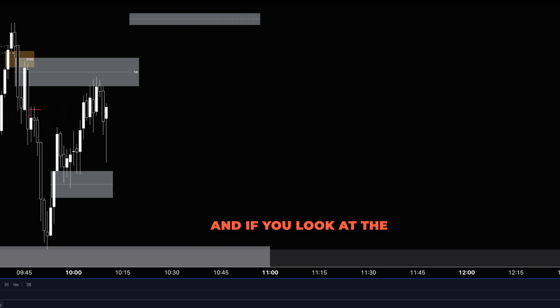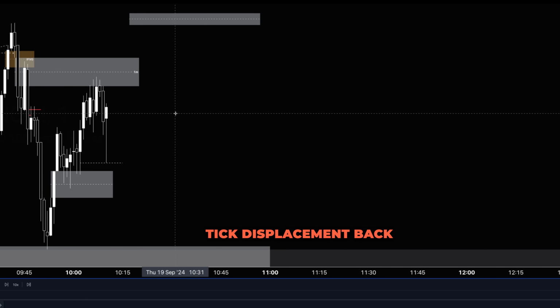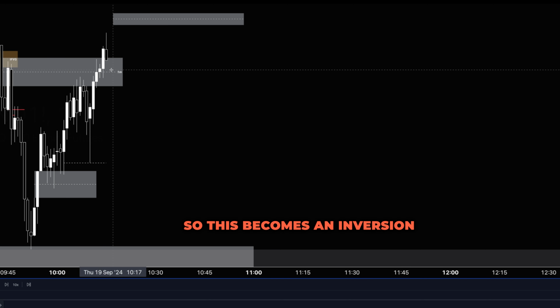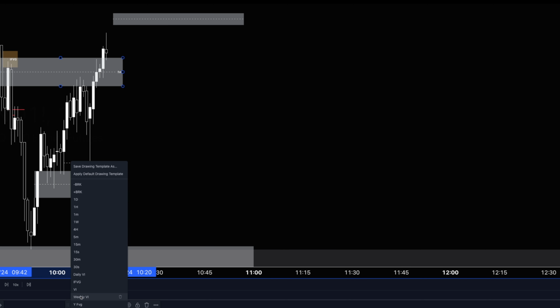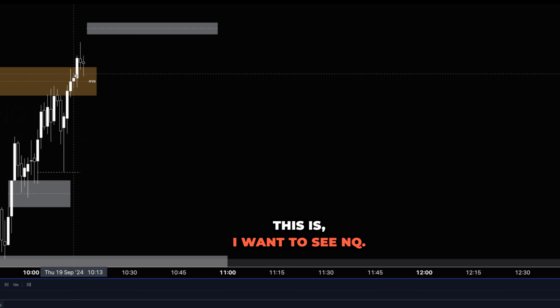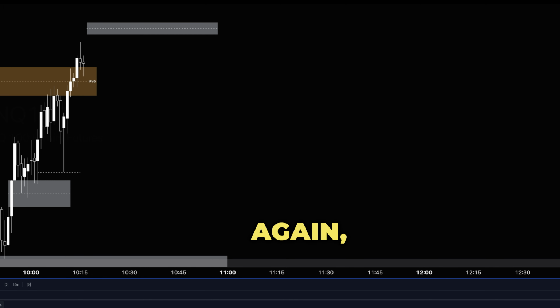And if you look at the 50% of this wick, respected to the tick, displacement back up. So this becomes an inversion fair value gap. And this is a fair value gap I called out. I was like, this is where I want to see NQ just pump up. We have the inversion fair value gap, and we have 1 minute fair value gap inside that. So it should go higher here.